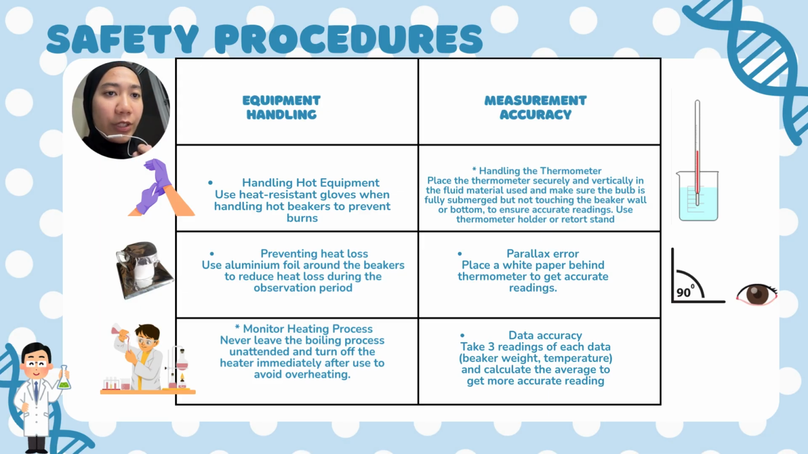And then for measurement accuracy, first, handling the thermometer. We need to place the thermometer securely and vertically in the fluid material used and make sure the bulb is fully submerged but not touching the beaker wall or bottom. This is to get accurate readings. For doing this, we can use a thermometer holder or retort stand. And then second is parallax error. To avoid this, we can place a white paper behind the thermometer to get accurate readings. And the last one is data accuracy. We need to take 3 readings of each data, which is beaker weight and temperature, and calculate the average to get a more accurate reading.